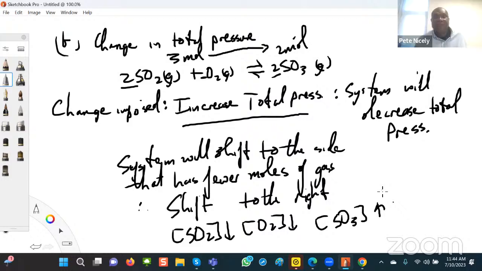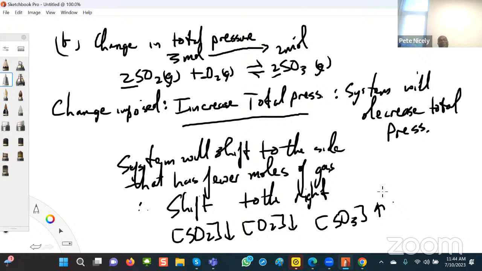So that's basically what happens if it's a totally gaseous system and you change the total pressure, right? In this case, we're talking about the increase in total pressure. If you were to decrease the total pressure, then the shift would be in the opposite direction, okay? So in this particular case, if you increase the total pressure, the system will respond by doing the opposite. The system will try to decrease the total pressure.